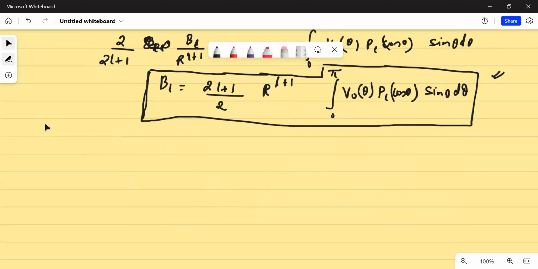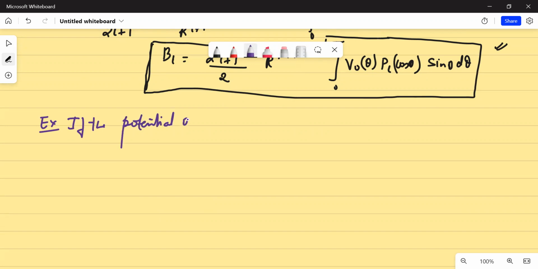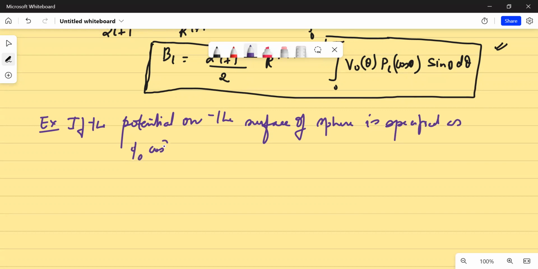Now, in general, let's take an example. If the potential on the surface of the sphere is specified as phi naught cos square theta, then find the potential outside as a function of r and theta. We have to find this. I'm giving you a minute just to see this question, and then we'll do it all.